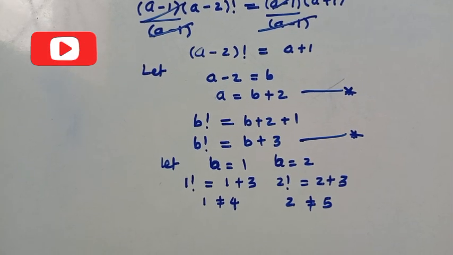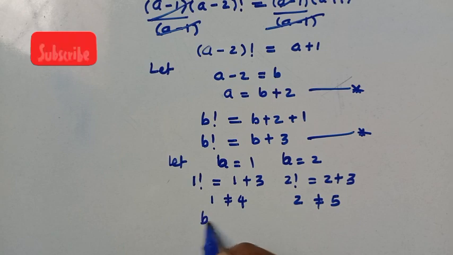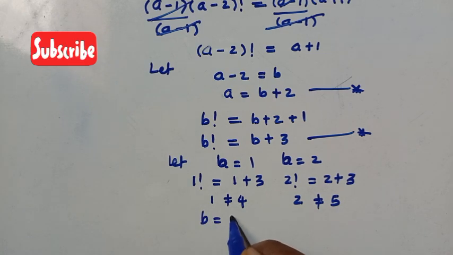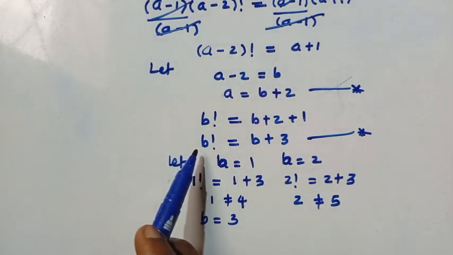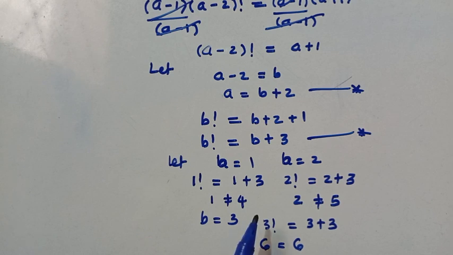Again, we keep trying, as we have b equals 3. We substitute the value of b here. What we get is 3 factorial equals 3 plus 3. And 3 factorial is 6, which equals 6. So this shows that the value b equals 3 satisfies the equation.